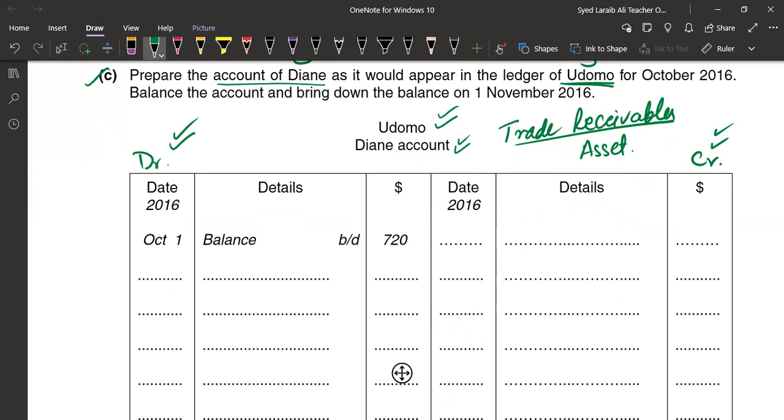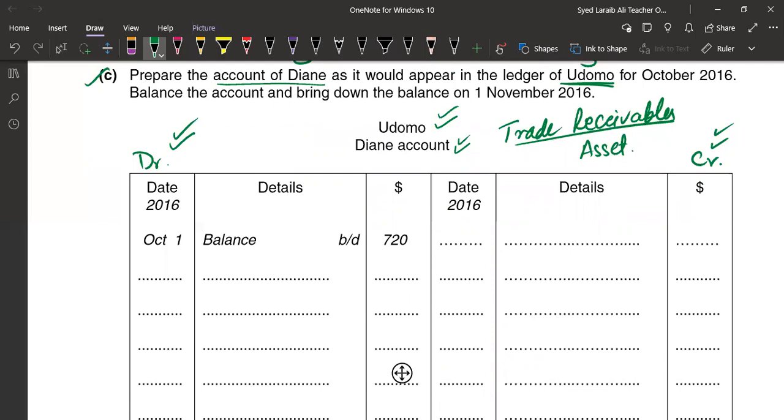When you move on to the transactions, you will find that the first transaction was an invoice of 560. I am not going to go back, so I can tell you right here, the invoice was 560. From the supplier's point of view, it was the sales. It was a credit sale to Diana. And whenever we sell goods on credit, the journal entry is Diana debited, sales credited. Trade receivable debit or Diana debit, sales credit.